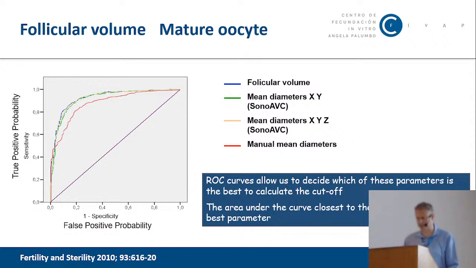Using these numbers, we constructed a ROC curve. This graph represents the probability of true positive and the probability of false positive. We can see in blue the follicular volume, in green the mean of two diameters, in yellow the mean of three diameters, and in red the manual mean diameter. The ROC curve allows us to decide which of these parameters is most accurate to determine the cutoff between immature and mature oocyte. The area under the curve closer to unity will be the best parameter. As a result, we found that follicular volume is the best parameter to predict mature oocyte.